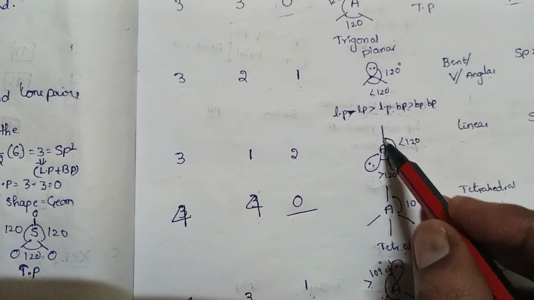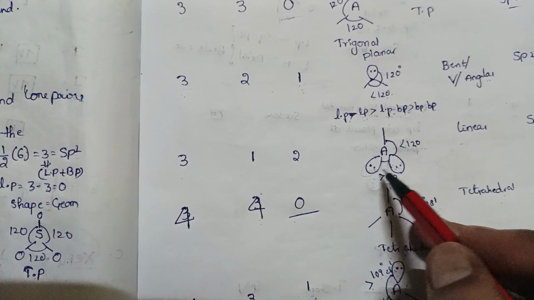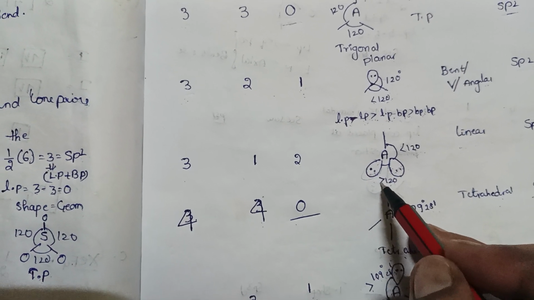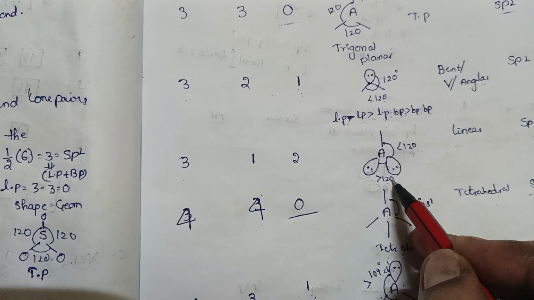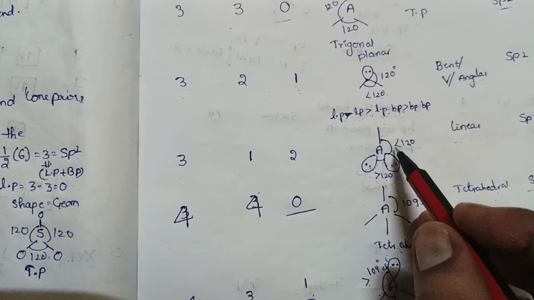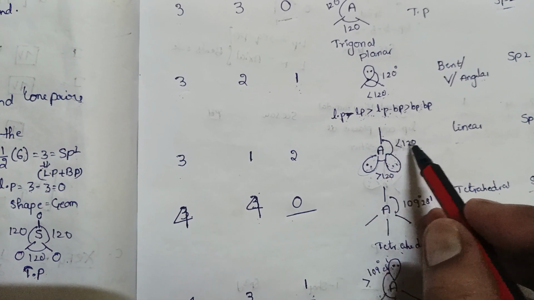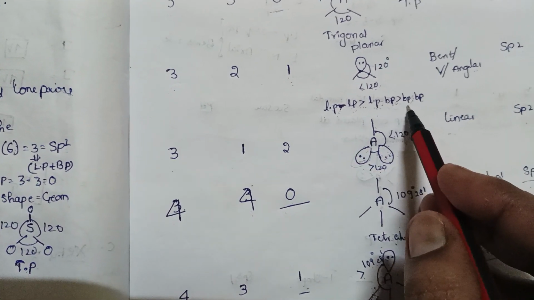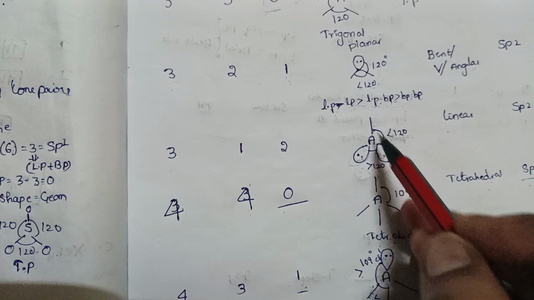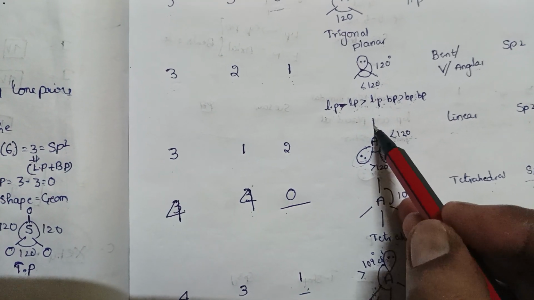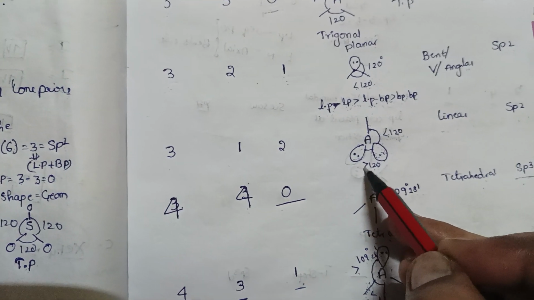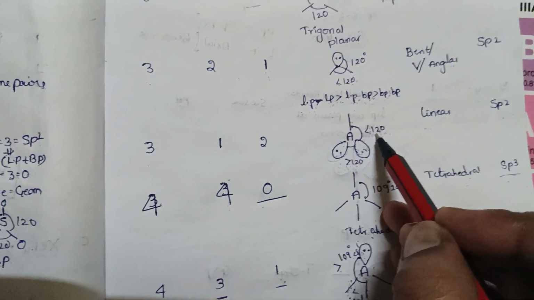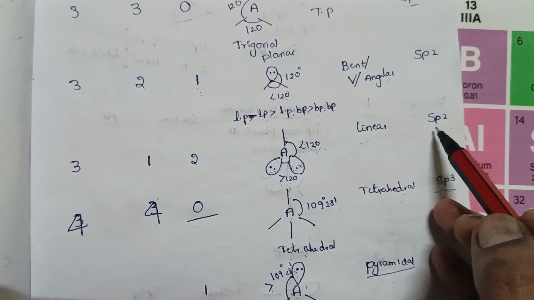If we observe 1 bond pair and 2 lone pairs, the angle between the 2 lone pairs is greater than 120 degrees, and the angle between a bond pair and a lone pair is less than 120 degrees. Already we discussed that a lone pair has more repulsion than a bond pair. So here the angles are greater than 120 and less than 120, the shape is linear, and the hybridization is sp2.